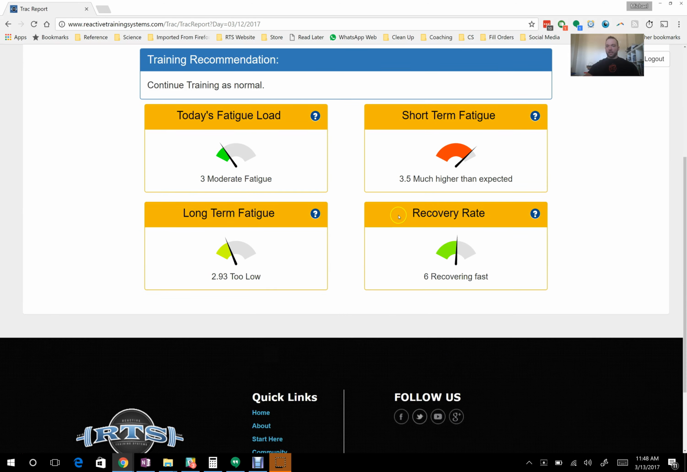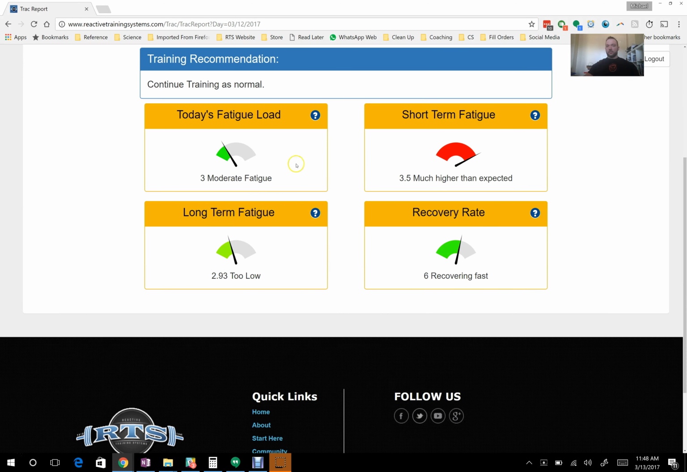So if we go back and look at your action items, that's all already considered when we get to this part about training recommendations. So hopefully that helps. If you have any more questions on that, please let me know.